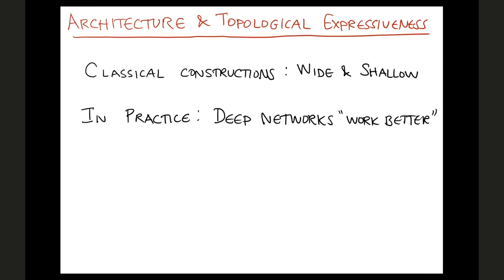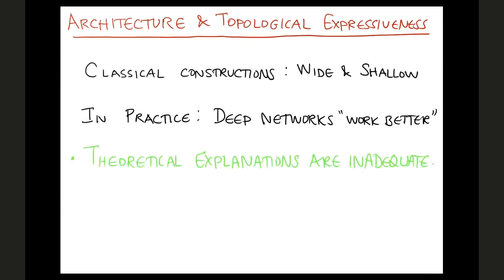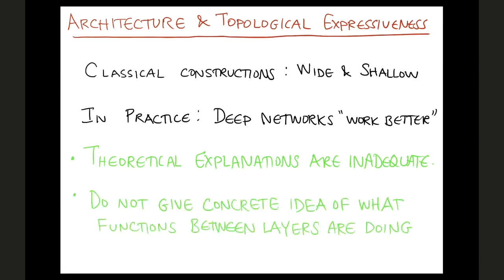So it's not even really clear whether deep neural networks are actually more expressive theoretically, or whether it's just for practical reasons. But in general, the point that I want to make is that this is somehow one of the big questions in the subject, that the theoretical explanations for why deep neural networks work so well seem to be inadequate. And I don't think that they yet give a concrete idea of what the functions between the layers are doing.